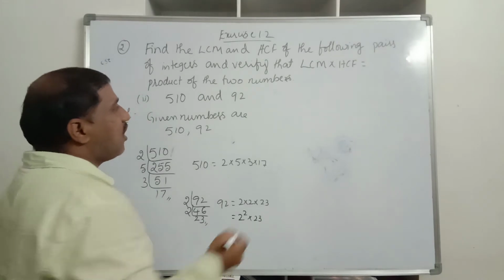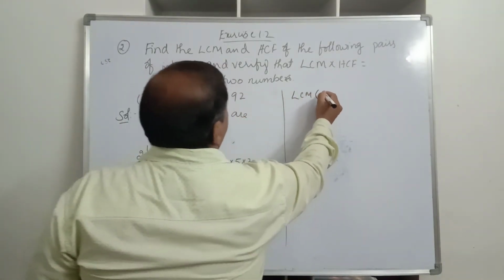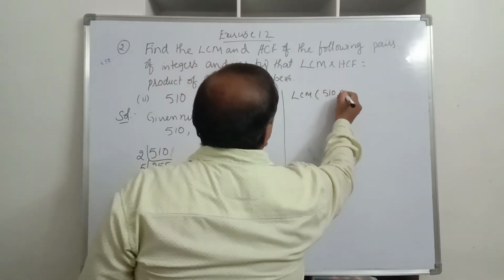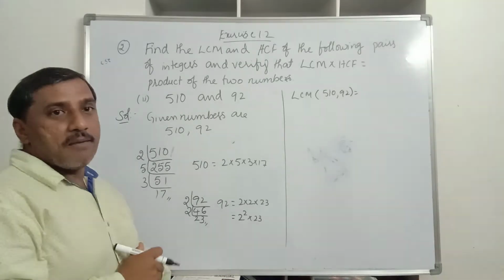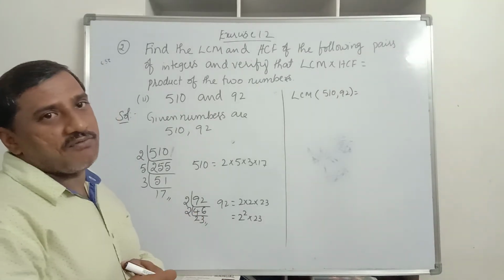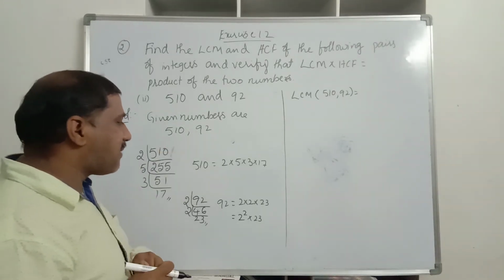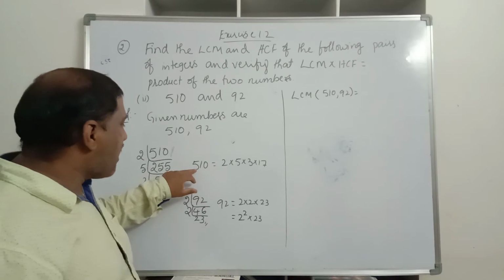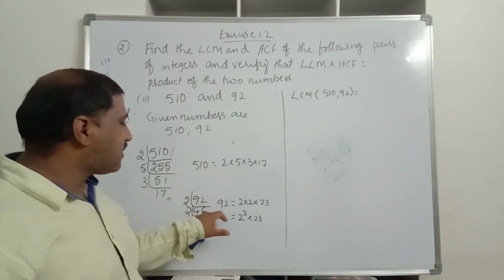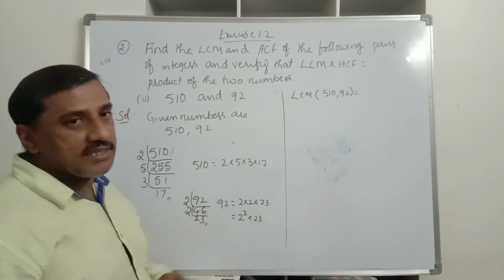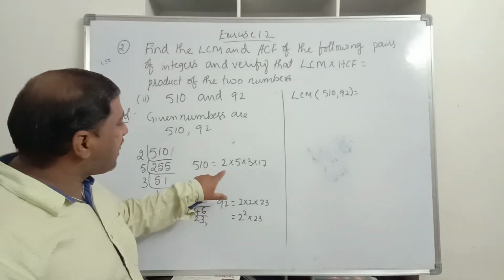2 square into 23. Now LCM of 510 and 92 is equal to, so what is LCM? It is the product of the greatest power of all the prime factors. Identify what prime factors we have here. For 510, it is 2, 5, 3 and 17. For 92, it is 2 square and 23. So for 2, which is the highest power, here 2 square is there and here it is only 1.